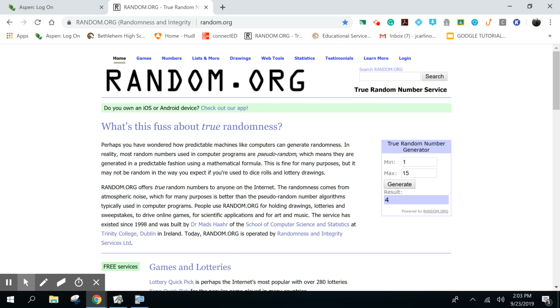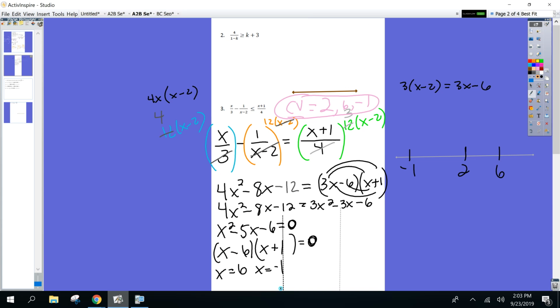Your call here. Negative 1 outside. What do you want me to test? Sure, why not, right? How about in between negative 1 and 2? You better just pick one. 0, yeah. In between 2 and 6? Outside 6. All right, let's test them. Plug them in as far as we can go up to the bell here.